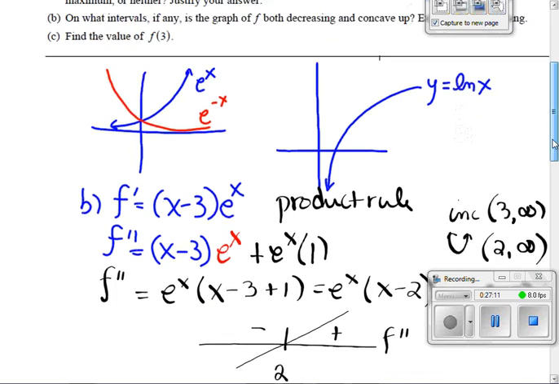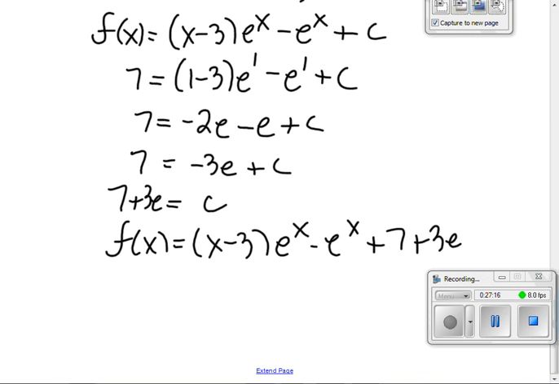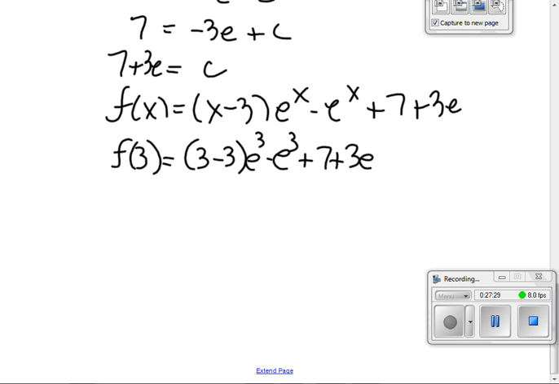Yeah, I could do that. So you could do it this way, find f of 3. So what's f of 3? It should work either way. Let's do it both ways. Well, it says find f of 3. So f of 3 should be, if I did it right, 7 plus 3e minus e cubed.